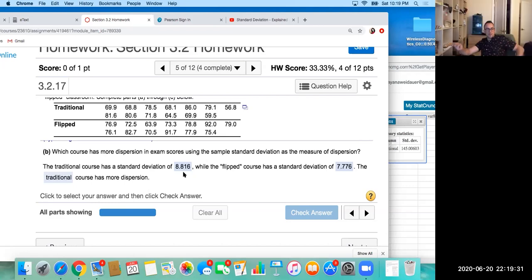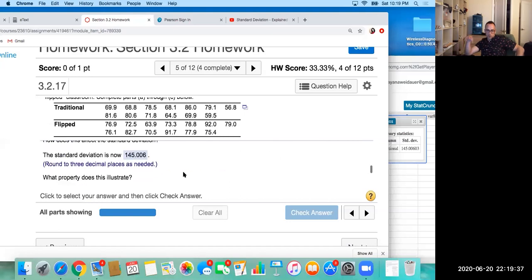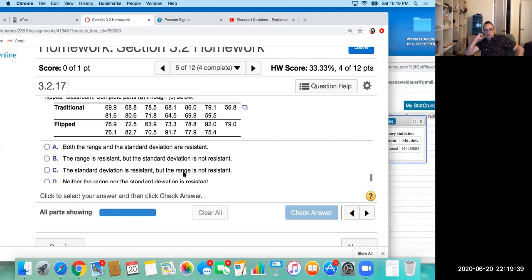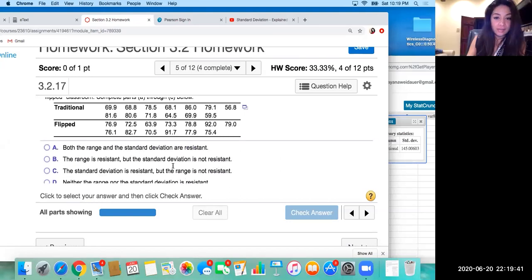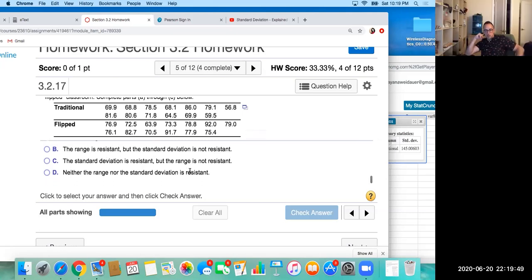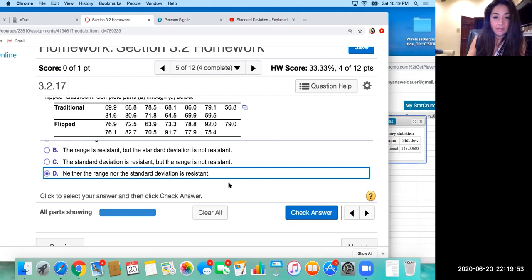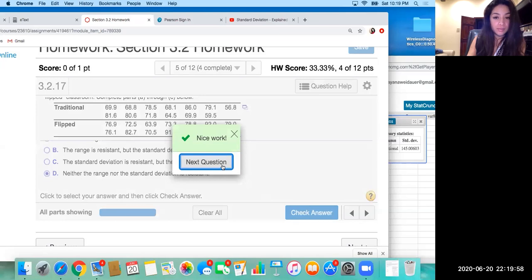Because it's not resistant to outliers. Outliers affect it. So watch, scroll down. Both the range and the standard deviation. That's not true. The range is resistant. Neither of them are resistant. D. The range nor the standard deviation is resistant, because they changed. Nice work.